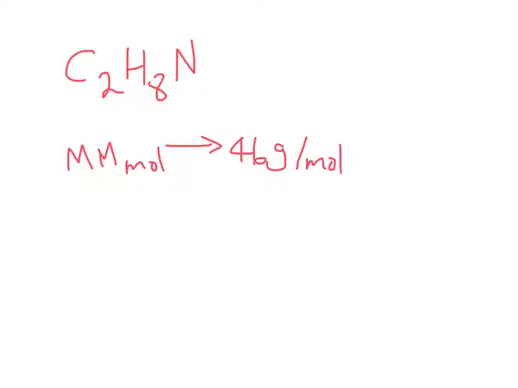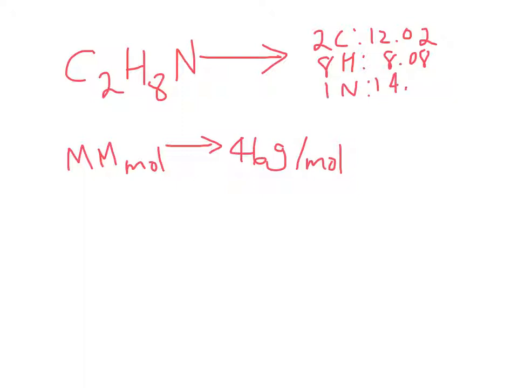And let's figure out the molar mass of this empirical formula. With 2 carbons, that's 12.02. With 8 hydrogens, that's 8.08. And then 1 nitrogen is 14.01. And if you add these all up, you get 46.11 for the molar mass of the empirical formula.